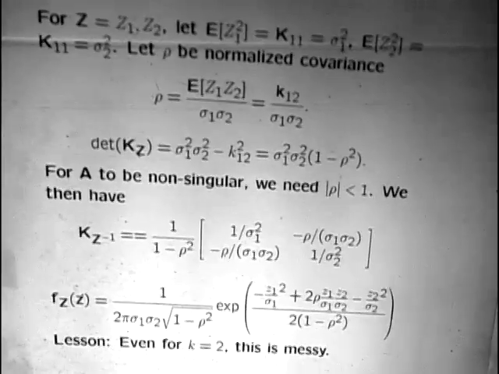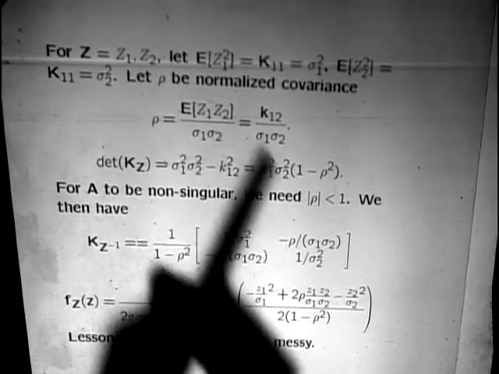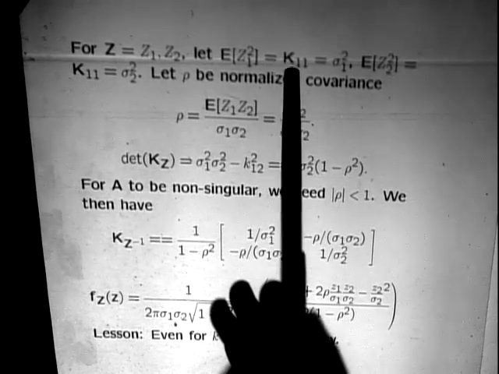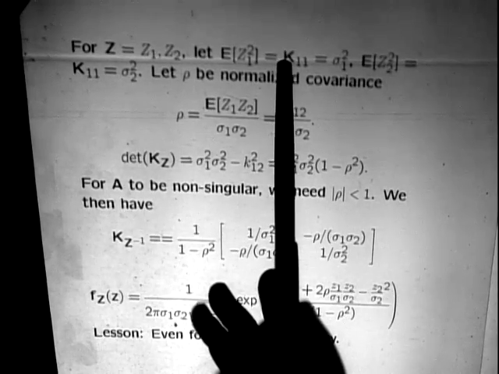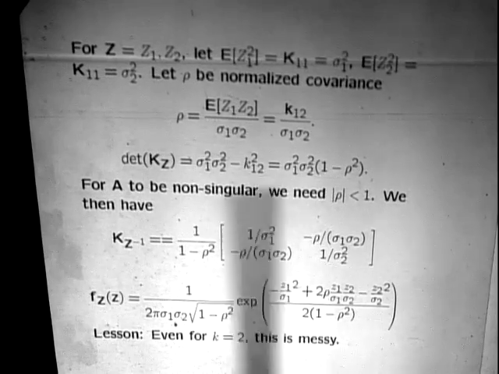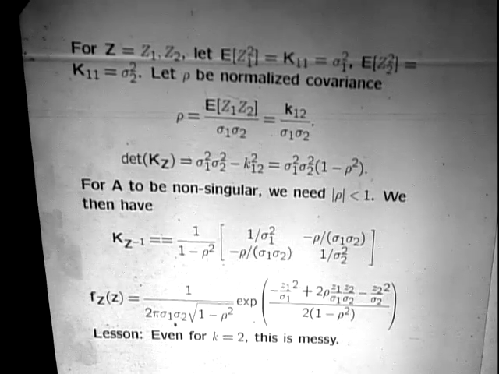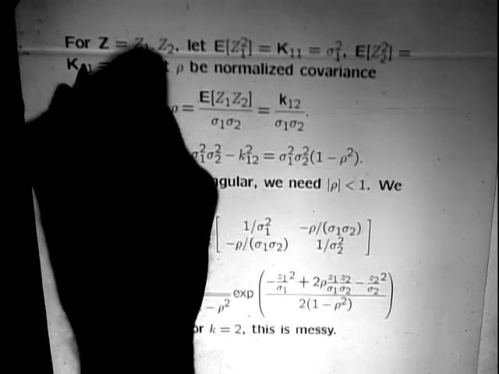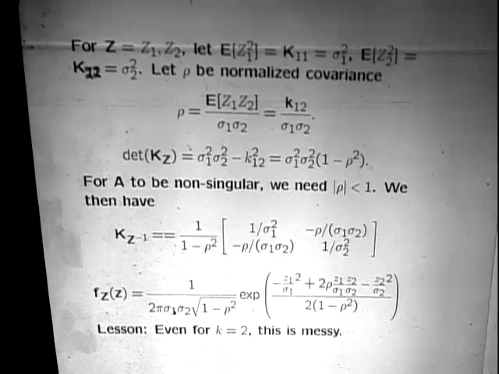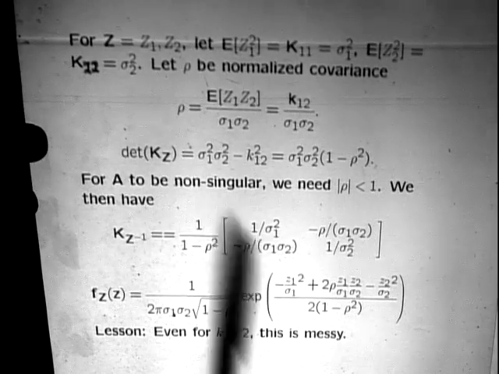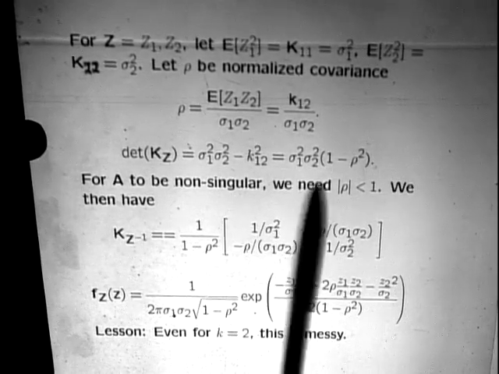Well, let's look at an example where we just have two random variables, z1 and z2. Then the expected value of z1 squared is the upper left-hand element of that covariance matrix, which we'll call sigma 1 squared. The lower right-hand side of the matrix is K22, which we'll call sigma 2 squared. And we're going to let rho be the normalized covariance. We're just defining a bunch of things here, because this is the way people usually define this. So rho will be the normalized cross covariance.